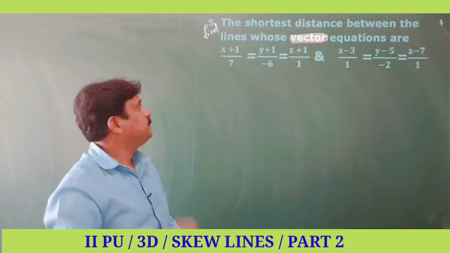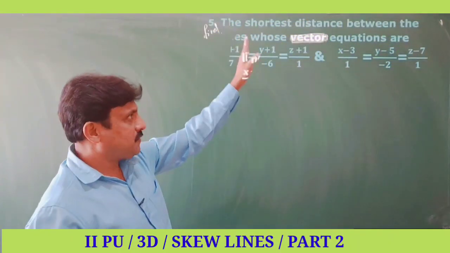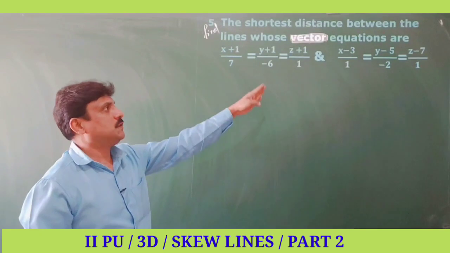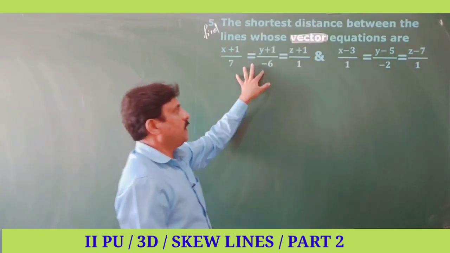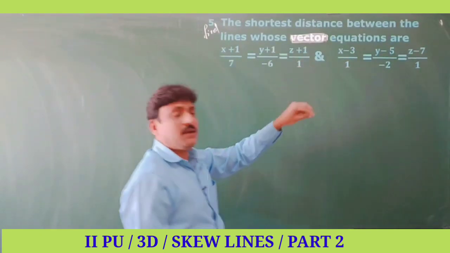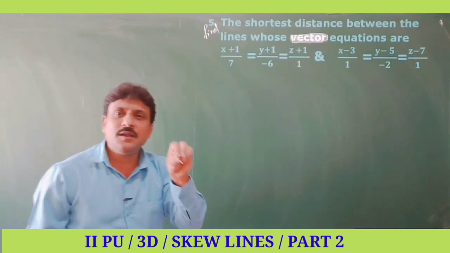Question number 5. Find the shortest distance between the lines whose equations are given. They have given two equations, but they are in Cartesian form.